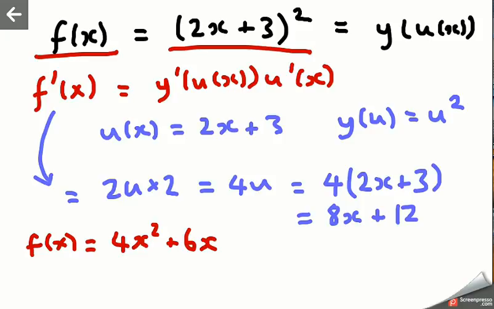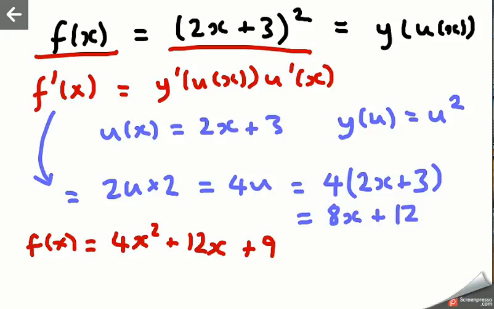Wait, what? Plus 2 times 2 times 3. Have I made a mistake here? No, plus 2 times 2 times 3. 2 times 3 is 6. 2 times 2 times 3 is 12. Thought I was going insane there for a second. So 4x squared plus 12x plus 3 times 3 is 9. So that's true, yep. f of x has to be equal to that.